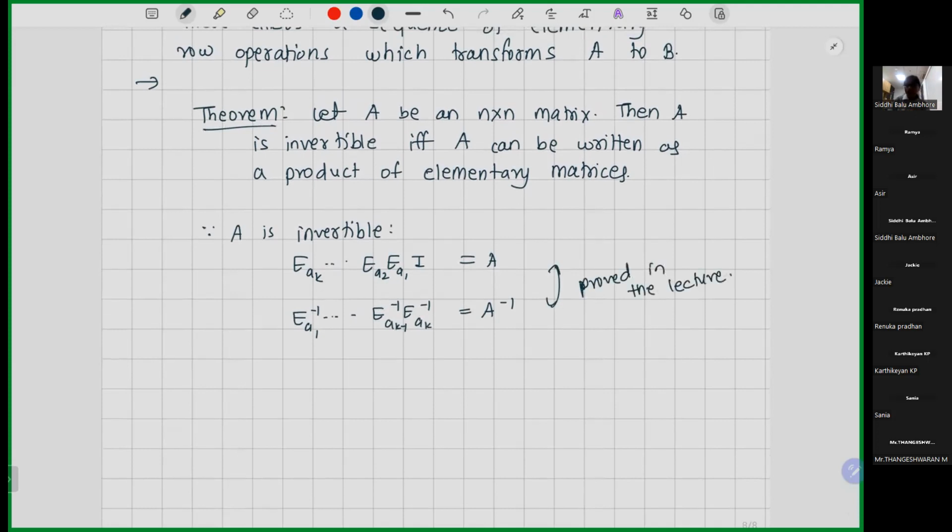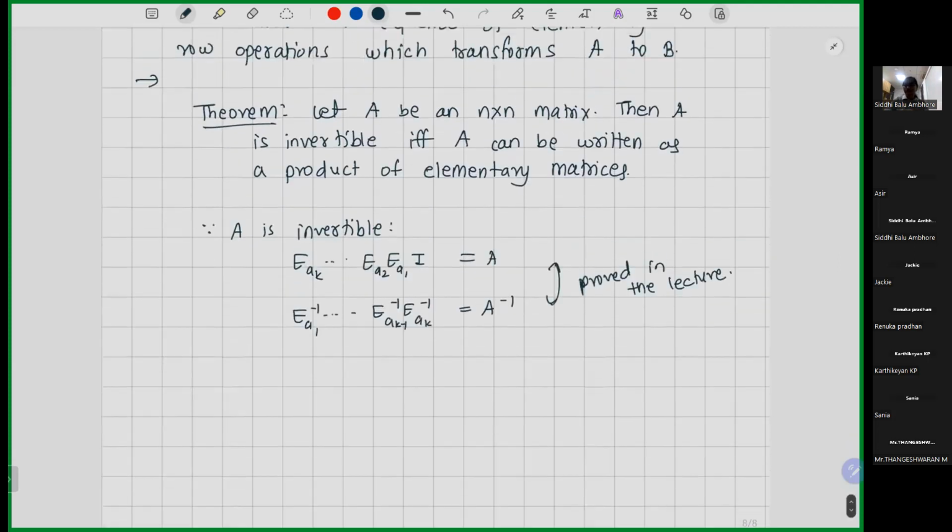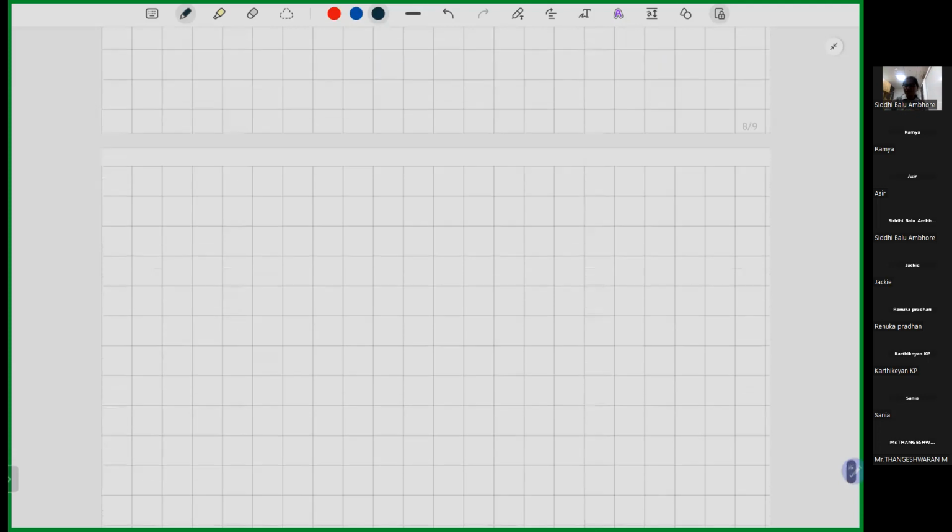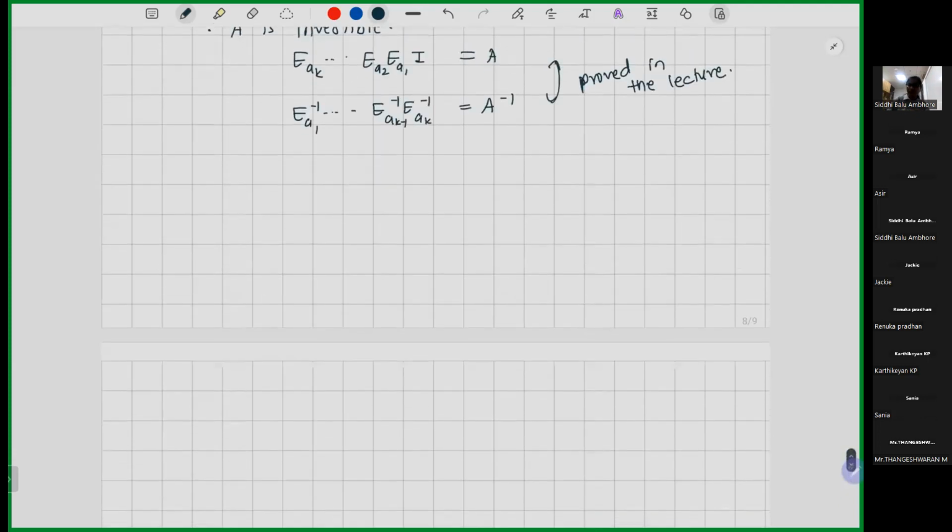Please note that. And even if it's not proved, you can clearly check that this is obtained by the fact that (AB) inverse is B inverse, A inverse, and so on. So it is quite clear. And similarly, since B is also invertible, I can similarly write this as EB1, EB2, and so on up to EBK. Okay. And this is my B.